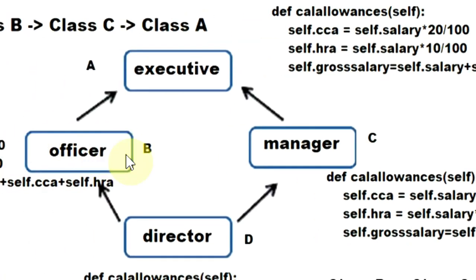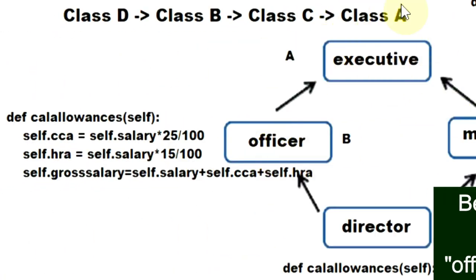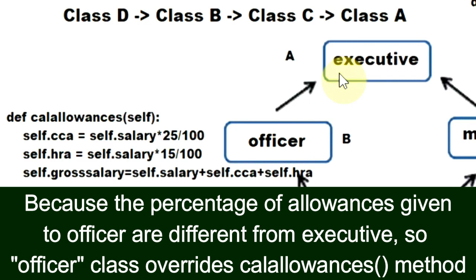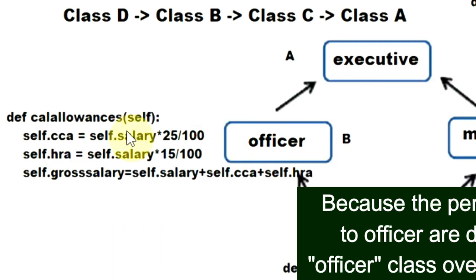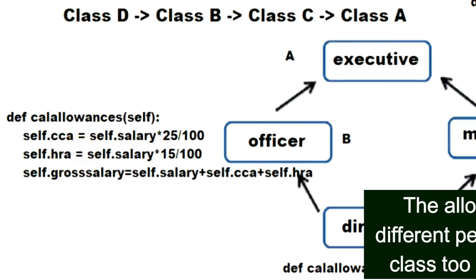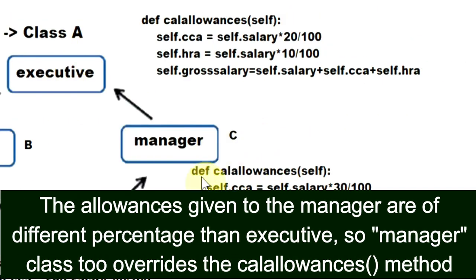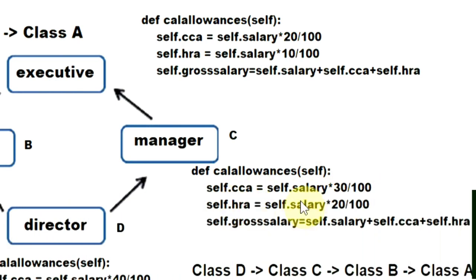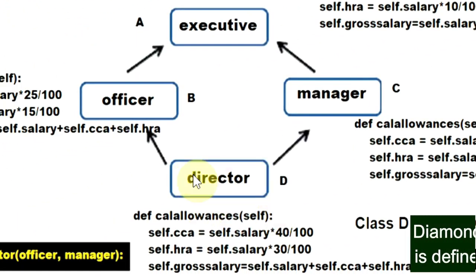Now, this Officer class, that is class B, is inheriting the Executive class. It has no problem with any of the functions of class A, that is the Executive class, but these allowances are different. That is, the allowances that the officer gets are different from the Executive class. The percentage of the allowance is different. Like CCA is 25%, HRA is 15% of the basic salary. Similarly, the Manager class also inherits the Executive class. It also overrides this calc allowances function because the percentage of CCA and HRA for manager are different from the Executive class. Now, this is a Director class.